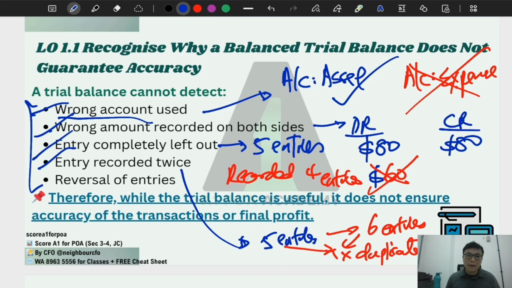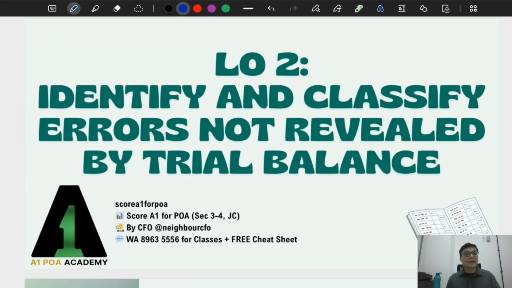Therefore, while the trial balance is useful, it does not ensure accuracy of the transactions or the final profit. After the students derive the trial balance, the profit might be understated or overstated. With that, let us now go into LO2: identifying and classifying errors not reviewed by the trial balance.